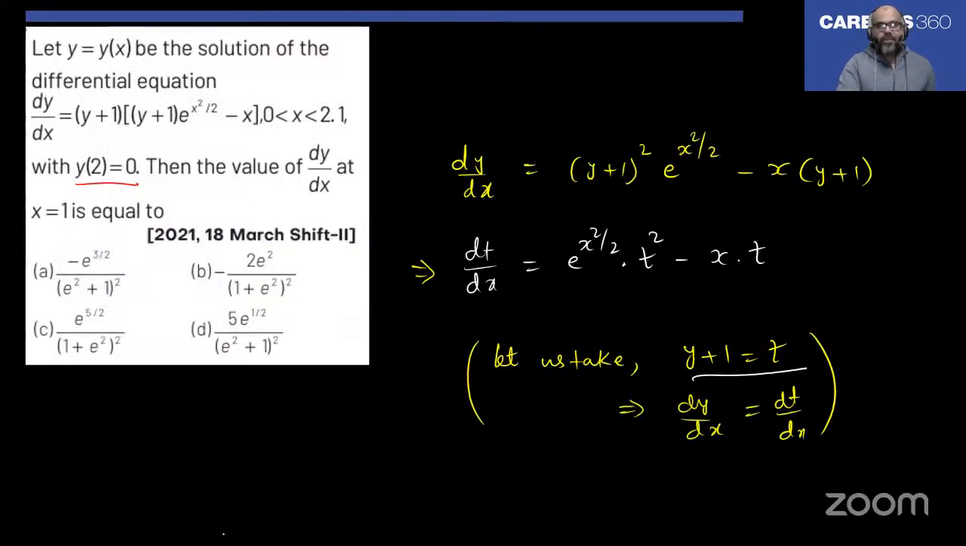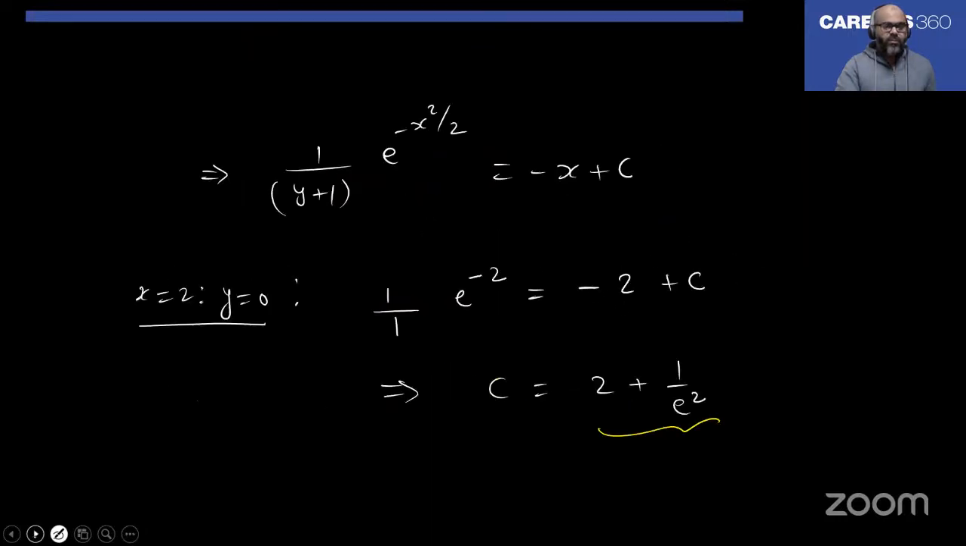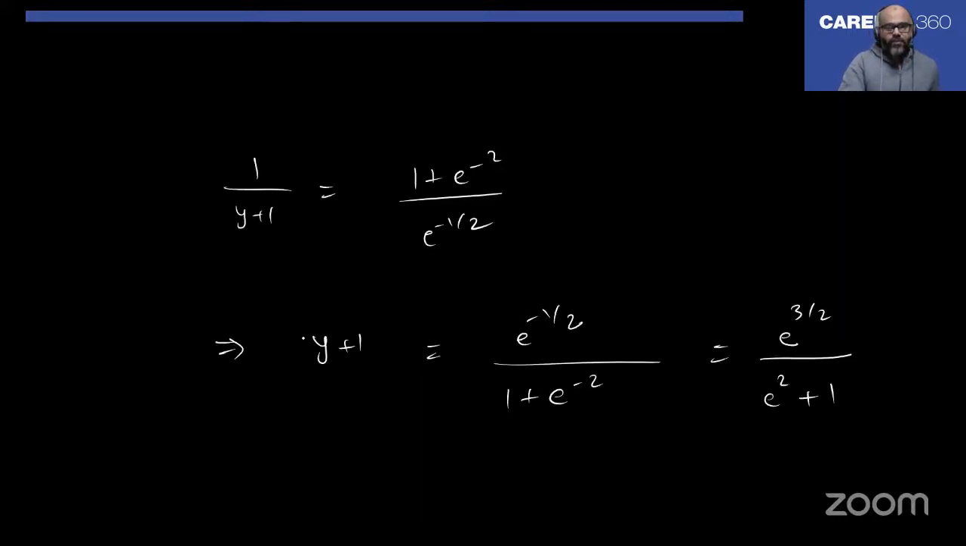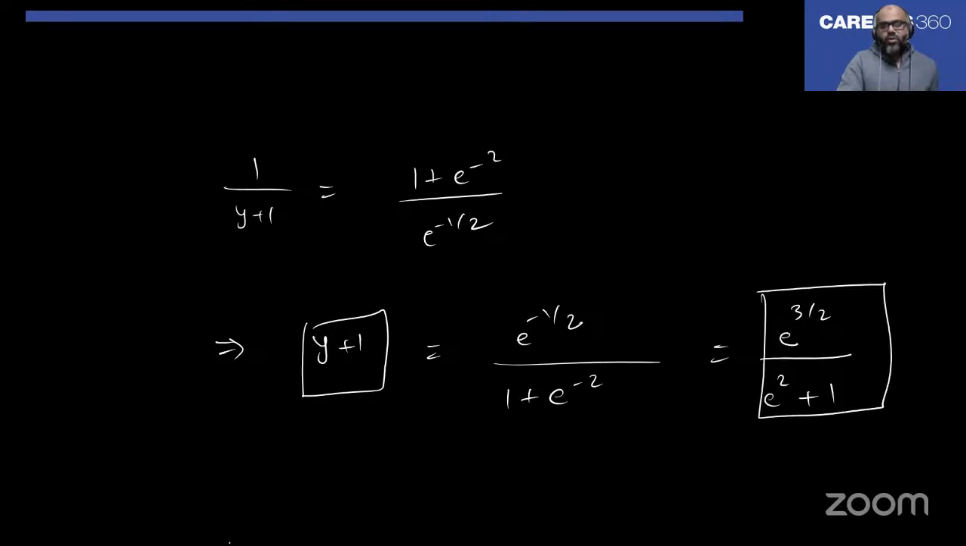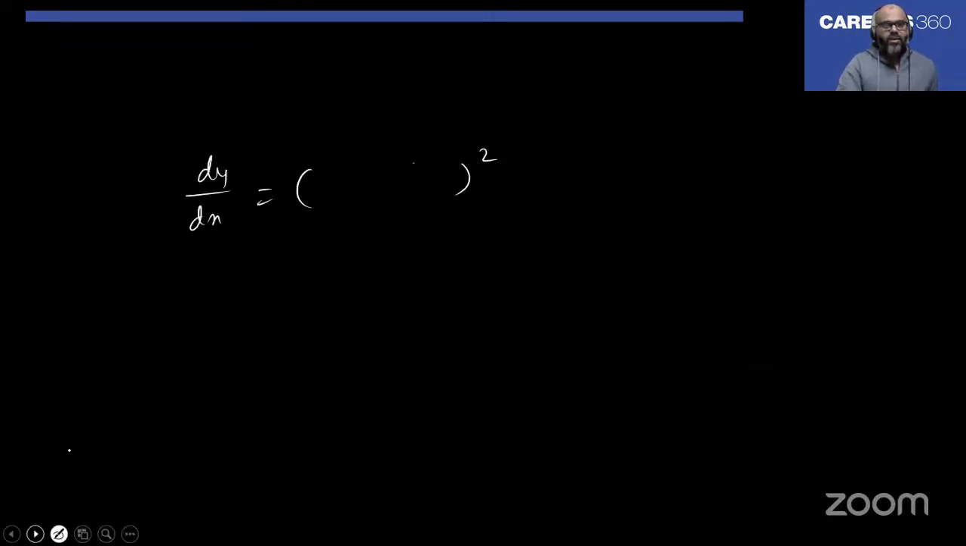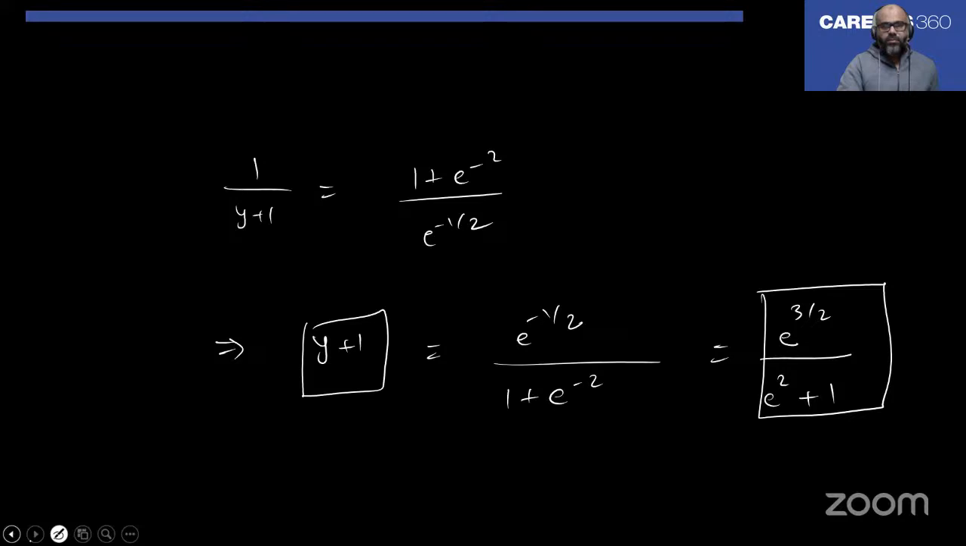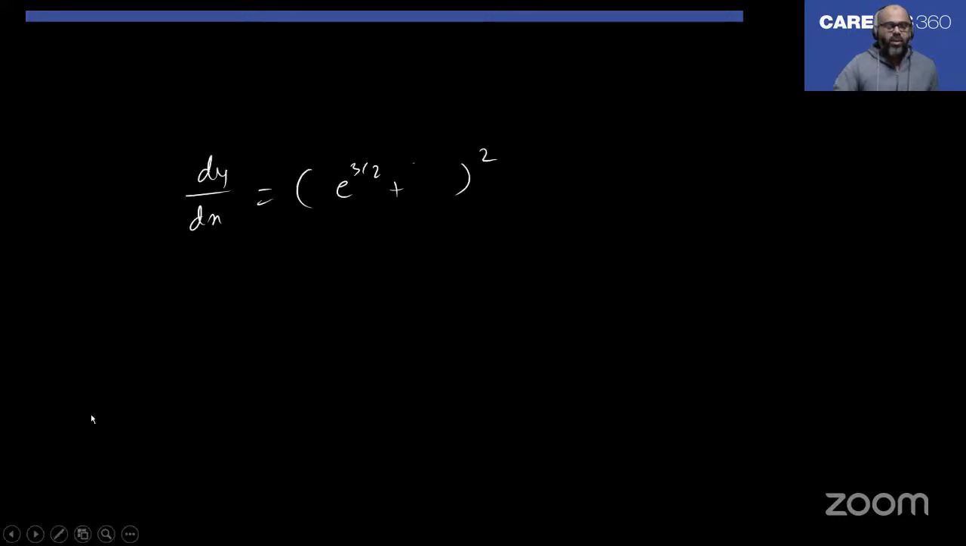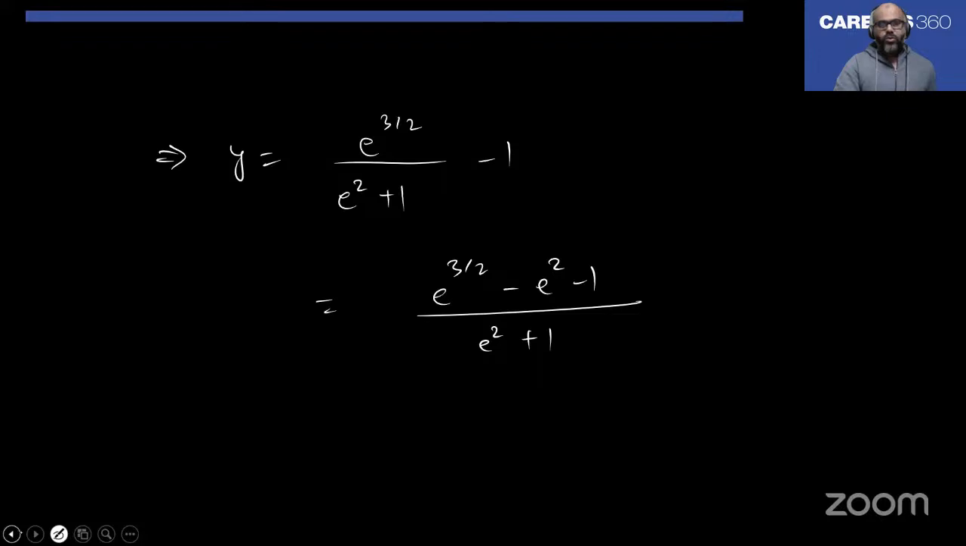So dy by dx is equal to y plus 1 whole square. So what is y plus 1? Y plus 1 is this one. This is y plus 1, so e to the power 3 by 2 by e square plus 1. And this is y plus 1 whole square.